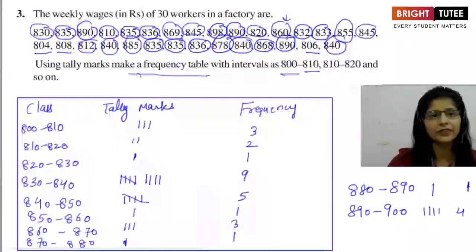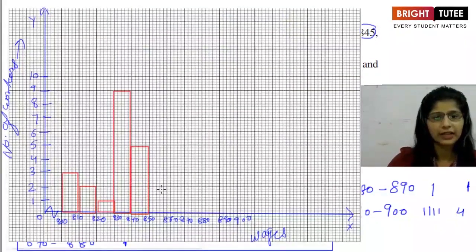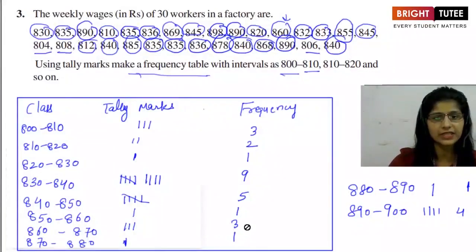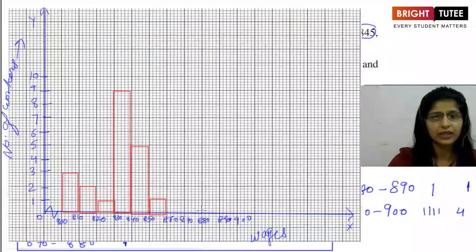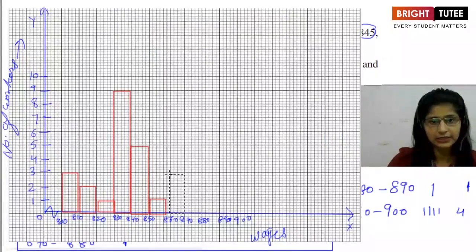Right? Now 850 to 860, if we see, we have 1. We have now 1 like this. Okay. Then 860 to 870, if we see, we have 3. So we'll make 3 here like this. Clear? The next one is, actually these graphs would be touching each other. Like if I draw this again, it would be touching it like this. Clear?